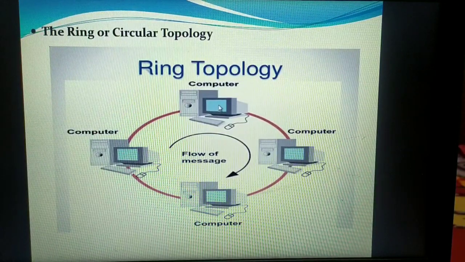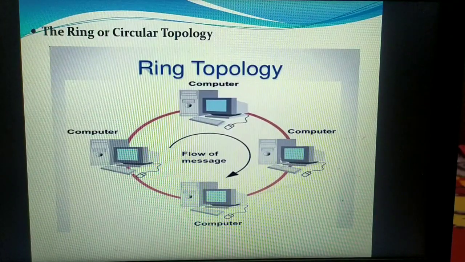The data gets through each node, and hence your data is transmitted in only one direction. That means the flow of the data is unidirectional. Data cannot flow bidirectionally, clockwise and anti-clockwise, it cannot do. It has to follow only one direction.